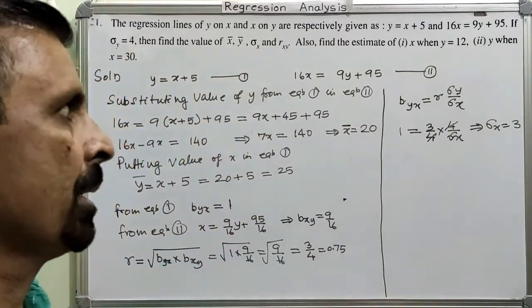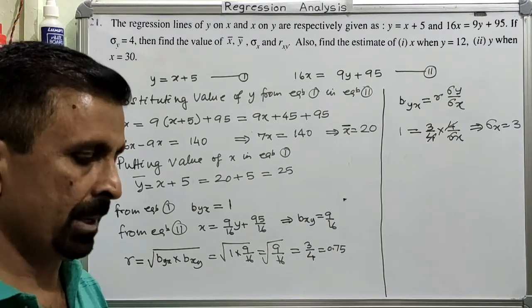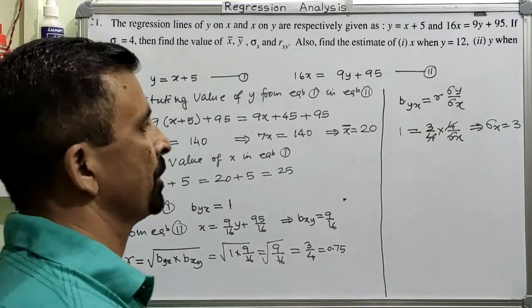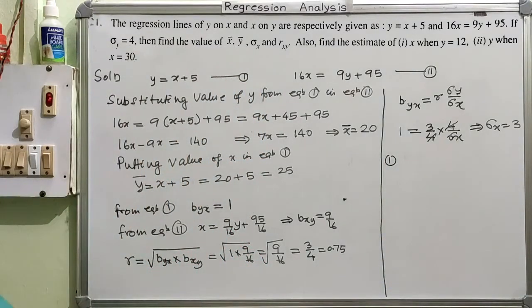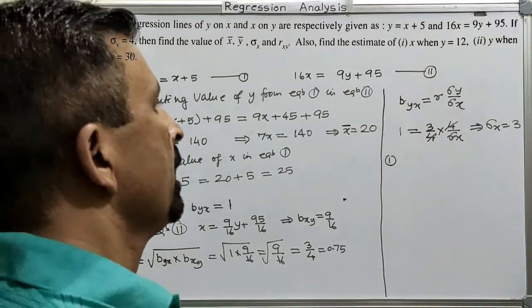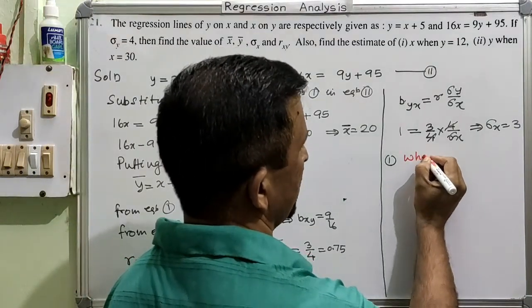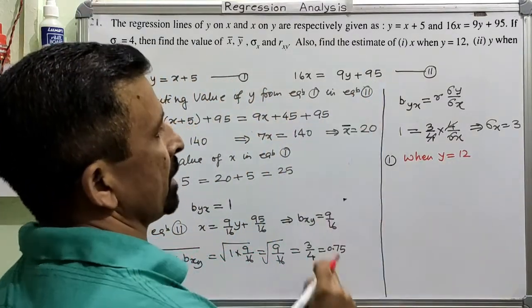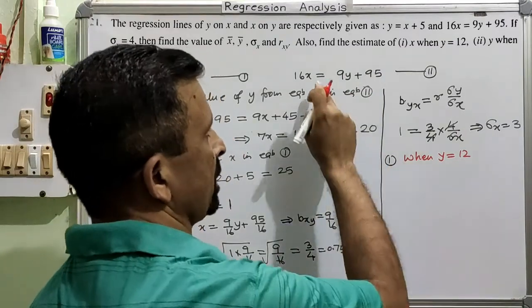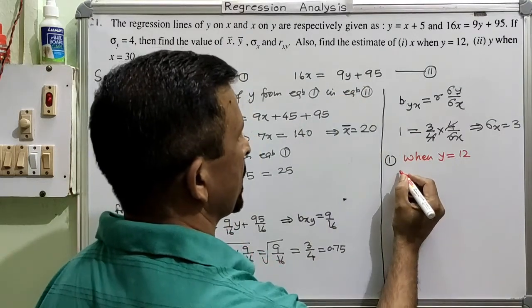Hope I am clear. Now, after this, we have to find the value of x when y is equal to 12. This is Roman number 1. I will change the color. Find the value of x when y is equal to 12. We can use this formula because you are going to calculate x, and for x you use this formula.